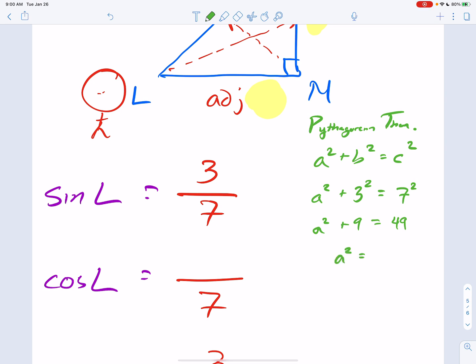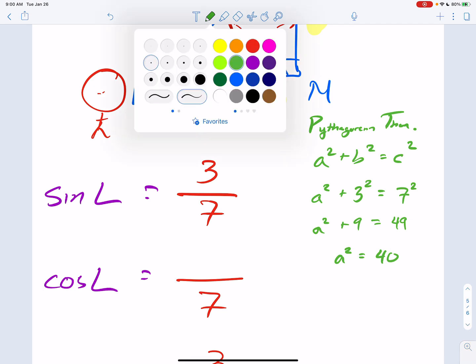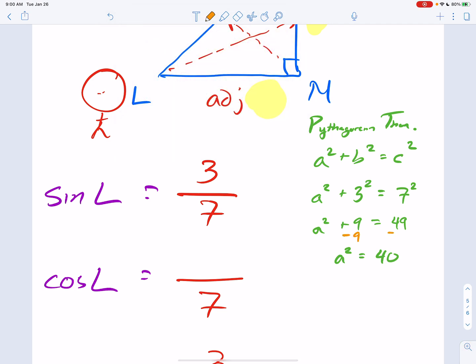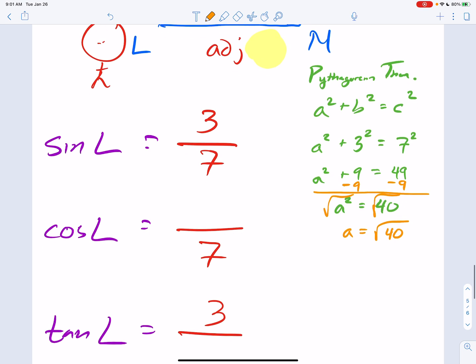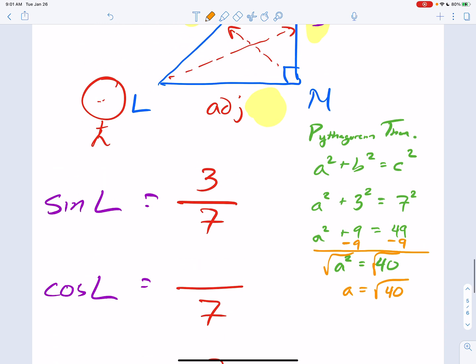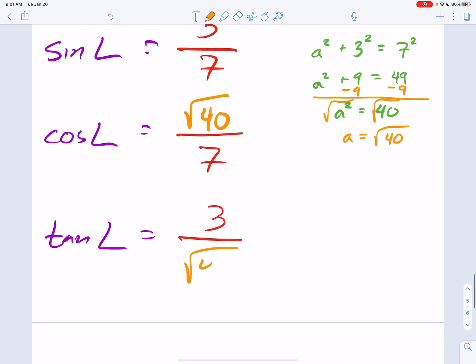So a squared is equal to 40 once I subtract both sides by 9. Now that I have the square by itself, I can square root both sides, leaving a as the square root of 40. Now, here's the thing. Square root of 40 is your missing side. So we could put the square root of 40 here and the square root of 40 here.